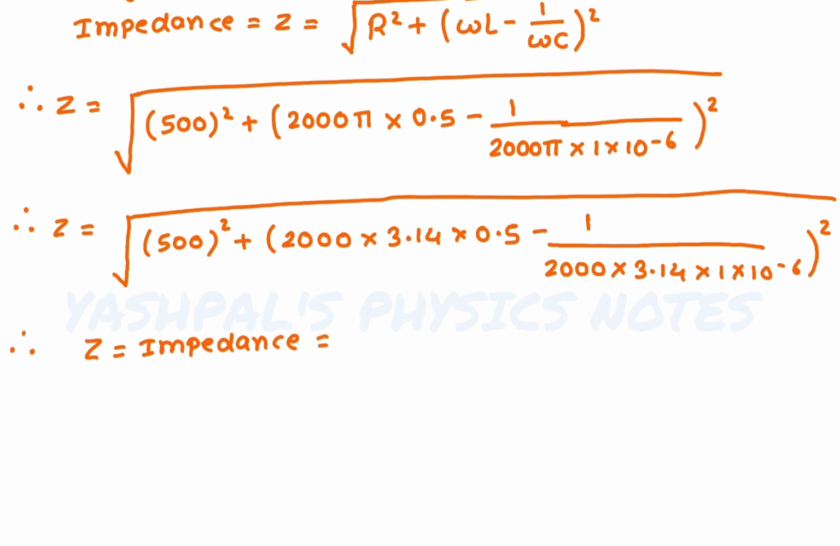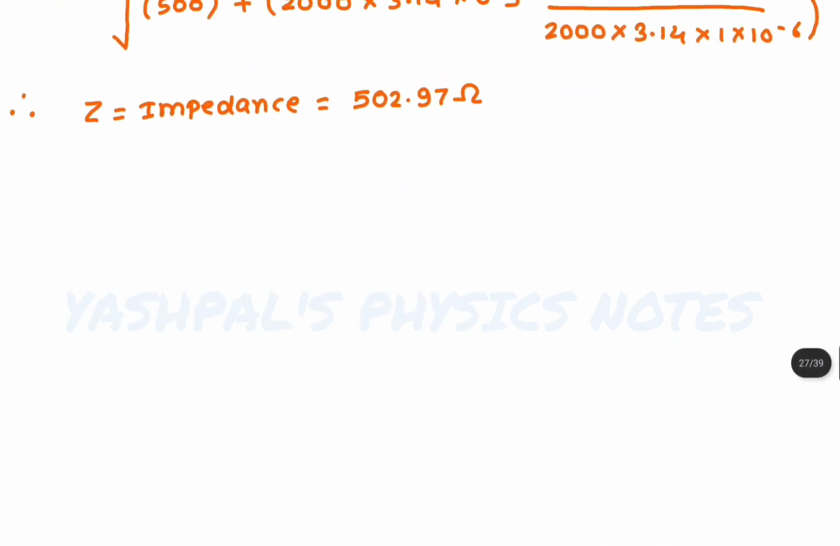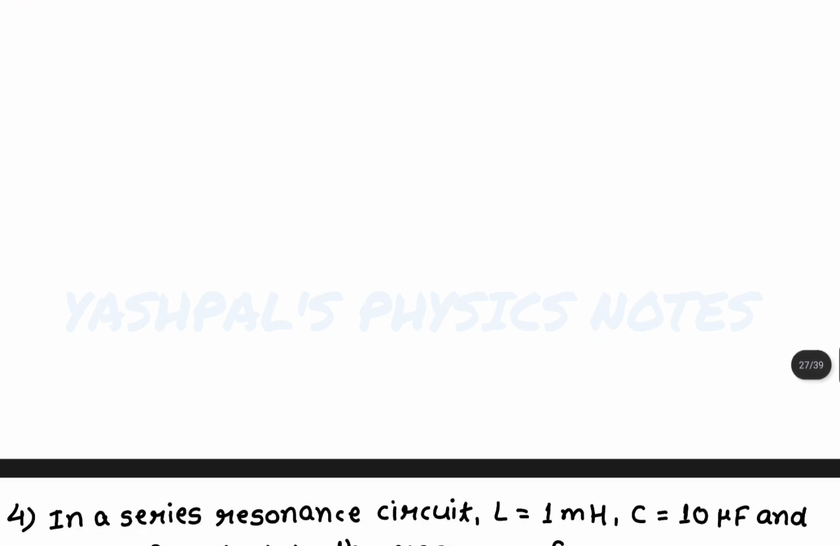You will require a scientific calculator to solve this equation. After solving, the impedance value is found to be 502.97 ohm. At home, please try to calculate these values and see if the value is correct. It should come as 502.97 ohm. So this is the value of impedance Z after calculation. Now let's move towards the next question.